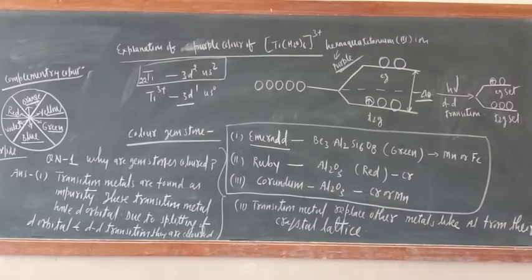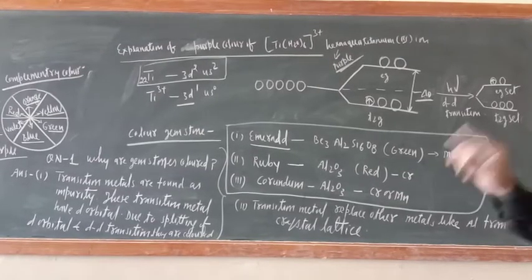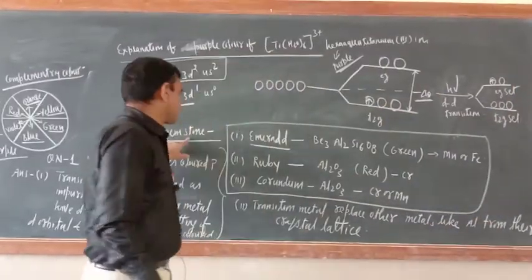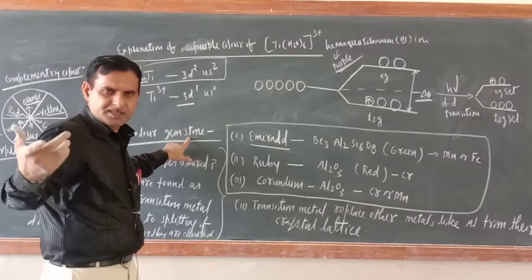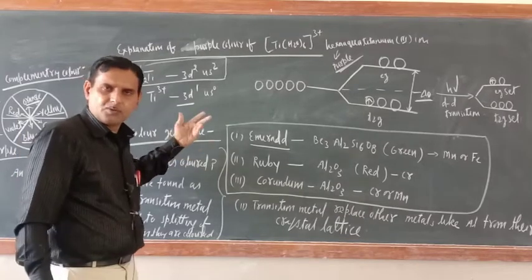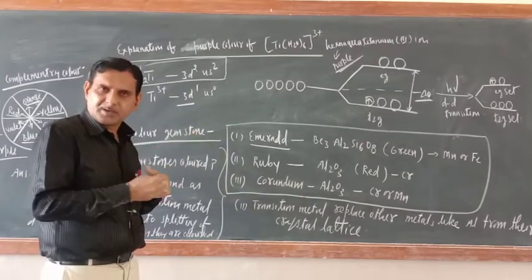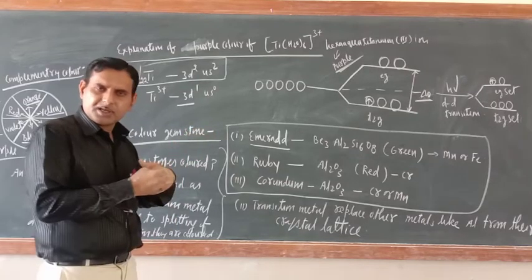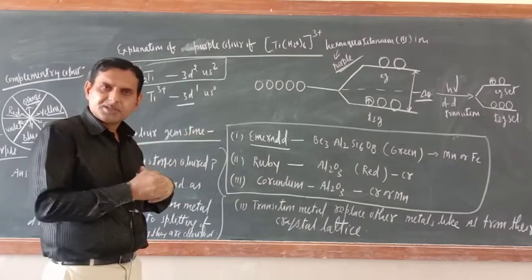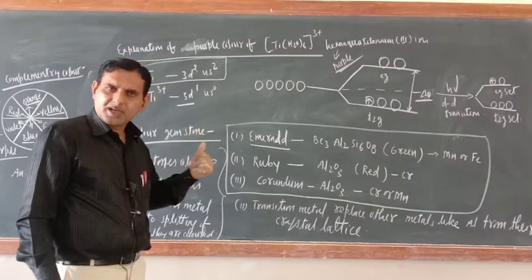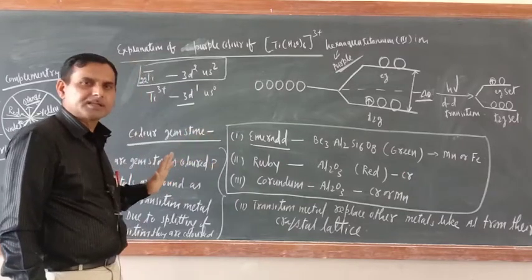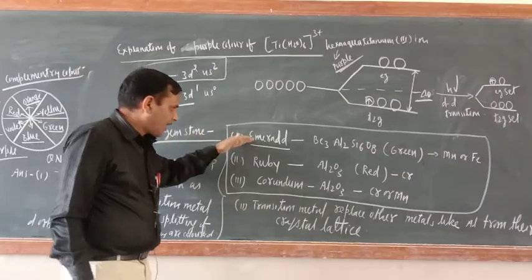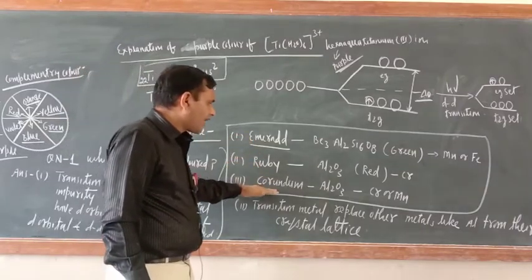Dear cadets, now in the NCERT book, in the box, they have given some information about colored gemstones. Everybody is aware. At your home, some elder brothers or father are wearing a ring. In that ring one shining stone is fit. That stone is nothing but a colored gemstone, like emerald, ruby, corundum.